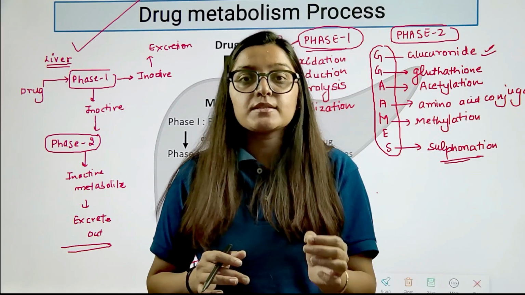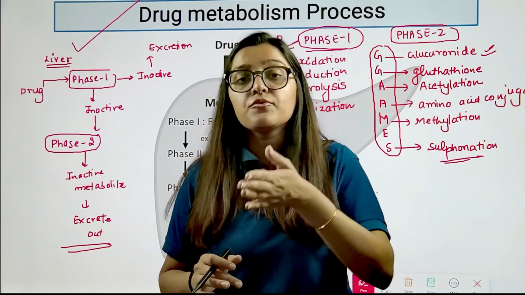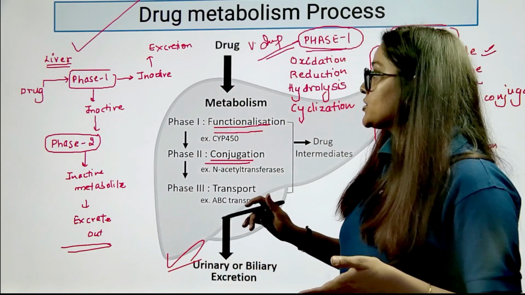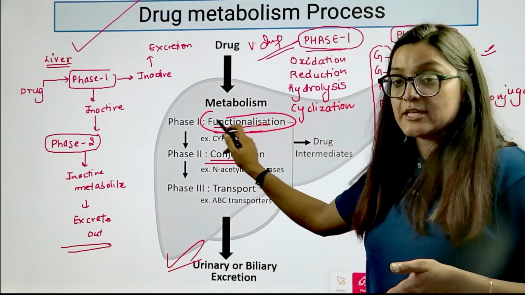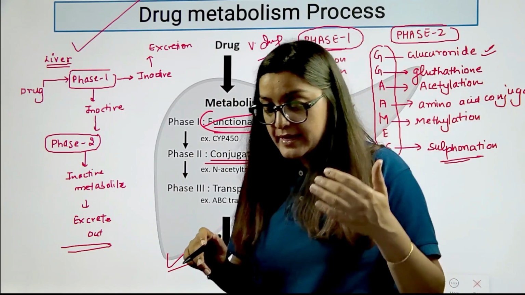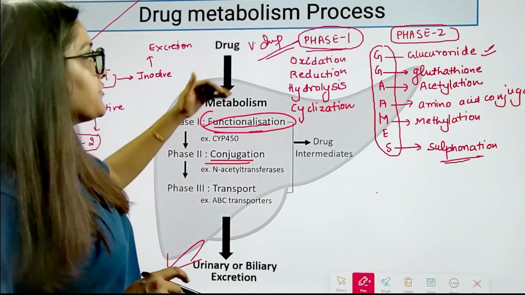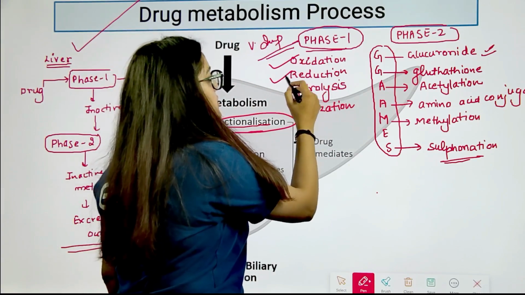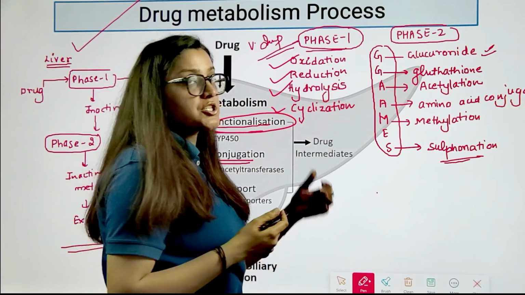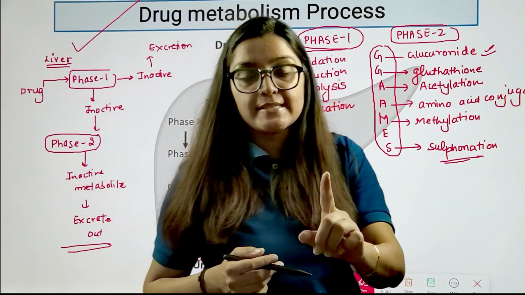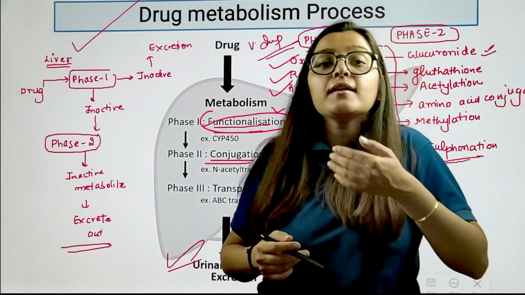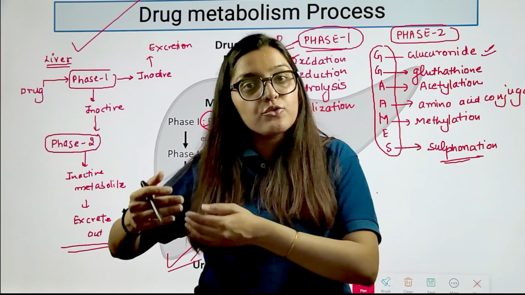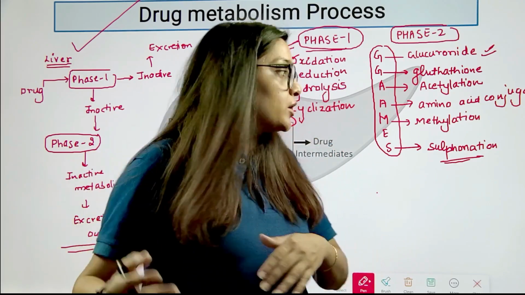In metabolism, we have phase 1 reactions and phase 2 reactions, right? Phase 1 reactions include the functionalization reactions. Which multiple reactions do we have? We have a simple trick for it. We can say ORCH here, right? So we have oxidation, reduction, hydrolysis, cyclization as phase 1 or functionalization reactions, whereby you add a functional group so that you convert the drug into a more hydrophilic or more polar metabolite, right?